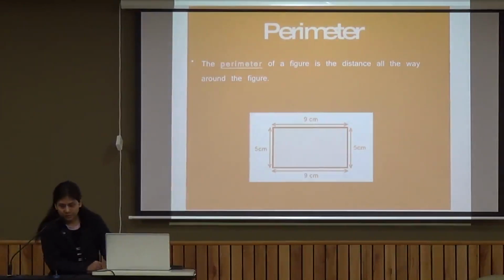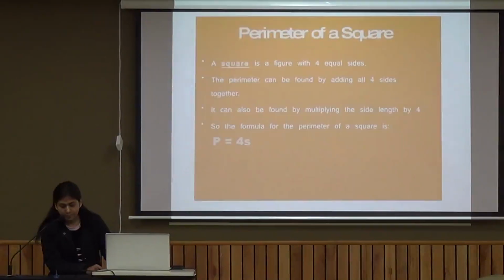For example, in this figure, it is a rectangle. Here, the length is 9 cm and breadth is 5 cm. So, the sum of all the four sides of this rectangle will constitute the perimeter of this rectangle.